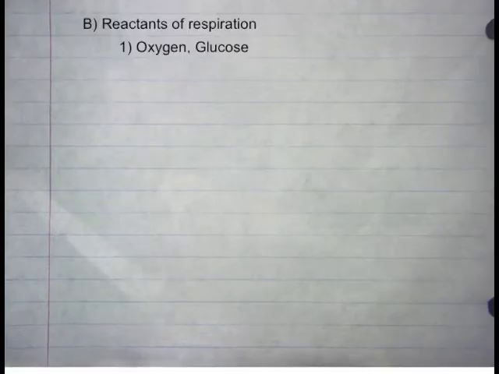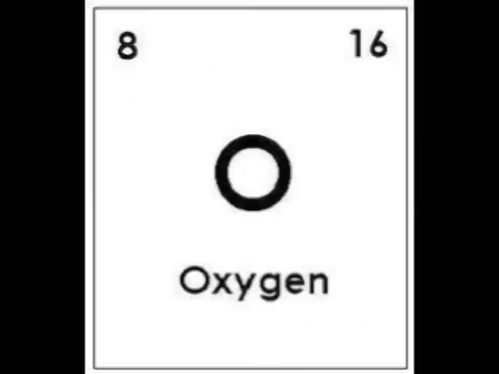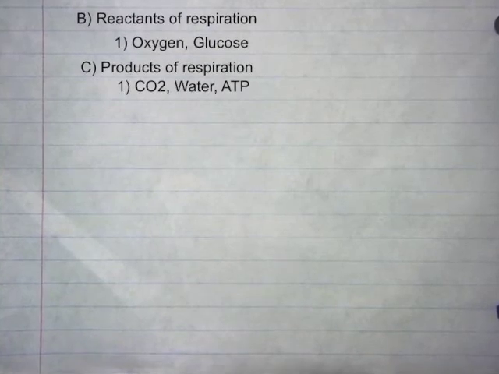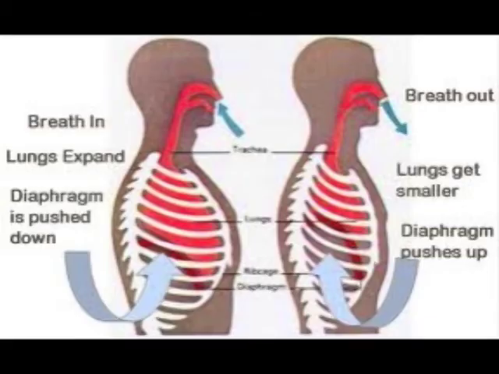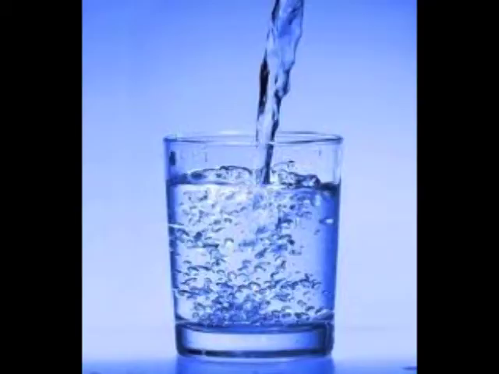Reactants of respiration: oxygen and glucose. Remember, the reactants or starting materials are glucose and oxygen. Products of respiration: CO2, water, and ATP. Remember, you breathe out CO2 because it's the waste of respiration. This CO2 gas will then be taken out into the atmosphere and used by photosynthesis. Another product is ATP, and lastly, water.